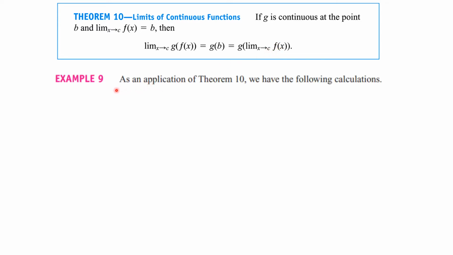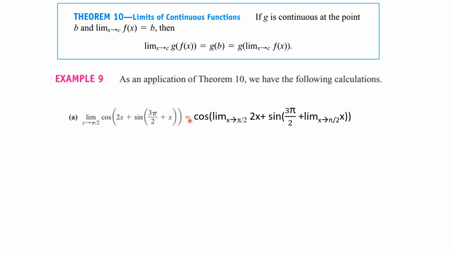Example 9. As an application of theorem 10, which is this theorem, we have the following calculations. Number 1, we want to figure out the limit as x approaches pi over 2 of cosine of 2x plus sine of 3 pi divided by 2 plus x. Close the parenthesis for the sine, close the parenthesis for the cosine.